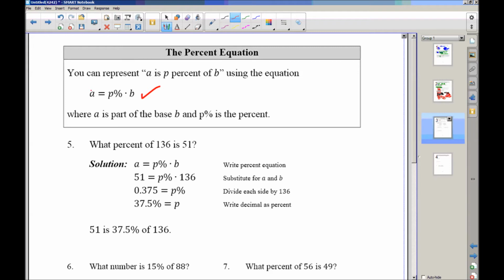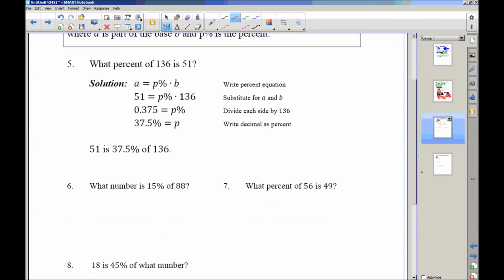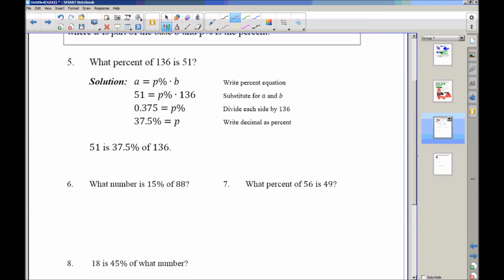Okay? We say that the part is some percentage of the base. So the part is still my "is," and we still have our percentage, and then we have the "of" part that compares the base. Okay? And that's why the "is" always goes with the part, because it is what the equal sign does. Okay? So what percent of 136 is 51? Now when I do these, I actually find these easier. I just translate them straight across.